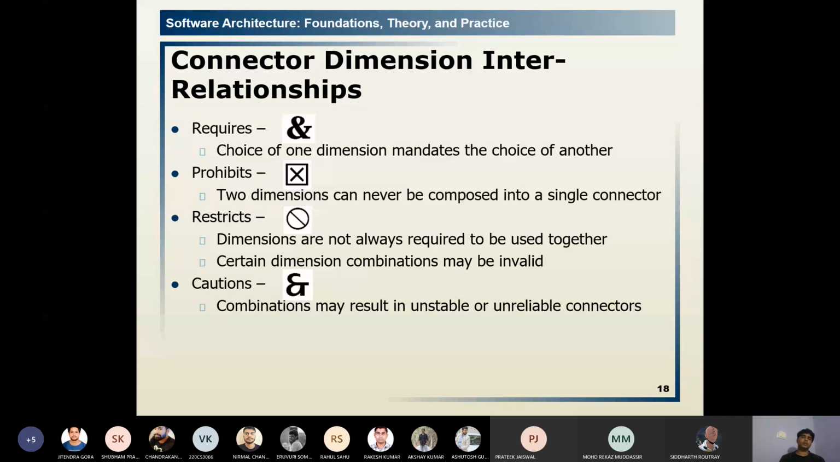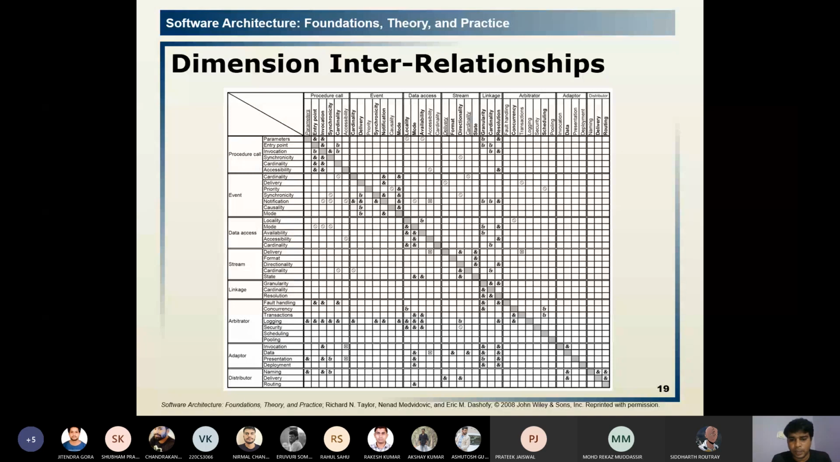Now this is the interconnection. It is very much helpful for all the students. They have to check which type of notations are provided. See, in the very left column, the types are written. What are the types? Procedure call, event, data access, stream, linkage, arbitrator, adapter, and distributor. And similarly, in the top, you can also check. It is a matrix type relationship. How will you check the relationship if they will be connected? Means if they will be allowed for composition or not.